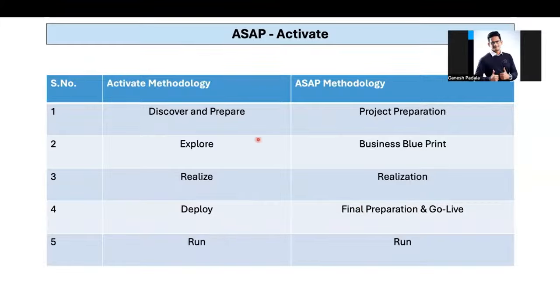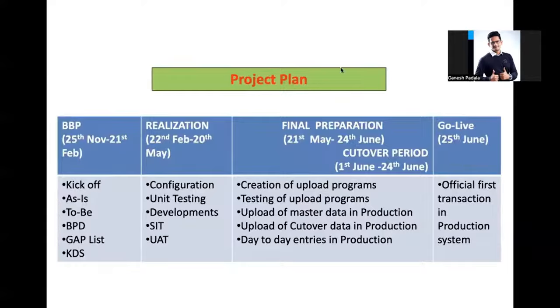So this comparison will give you an idea. Like I mentioned, it's not 100% equal, so don't get into the wrong understanding that this phase and that phase are exactly equal. No. In the blueprint, the activities that happen are kickoff, as-is and to-be discussions, BPD preparation, sign-off, gap list identification to list out how many developments are required, KDS, and configuration details such as plant, company code, purchasing organization, document type, all that information. In the Realize phase, configuration, unit testing, then start development, writing the FS and giving it to ABAP, and they make the changes or create new programs, and system integration testing.